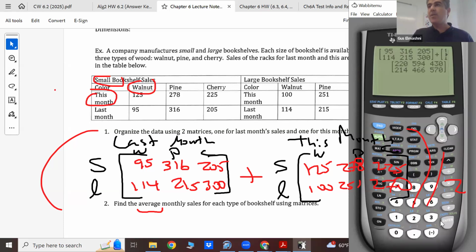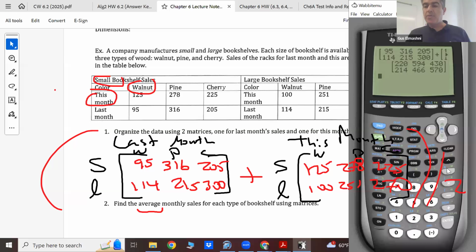So what it did was just add those numbers. That's it. When you add matrices, you're simply adding numbers that correspond to each other. So 95 and 125 correspond. You get, I know it's hard to read, 220. 316 and 278 add up to 594. 205 and 225 add to that. I'll write it down below. Then we're going to divide by 2 afterwards.